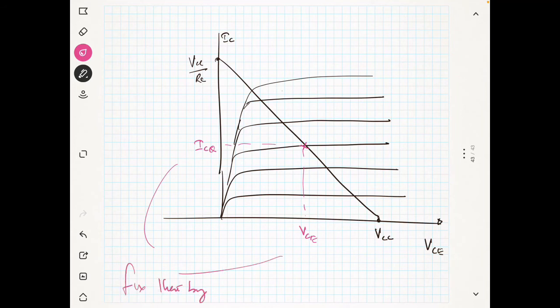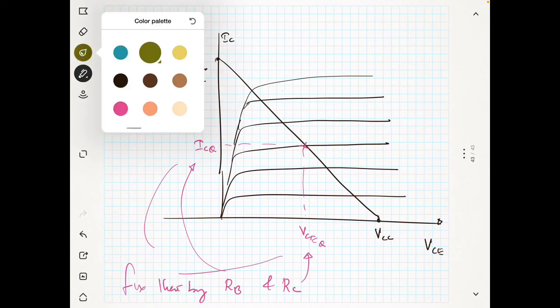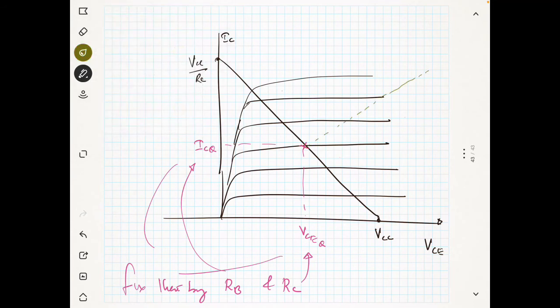How to fix this? You can fix this by using RB and RC. That means RB is used to fix IC and RC is used to fix VCE. So this is VCEQ. Now I will draw the time axis. You are giving some IB here. This is your IB.